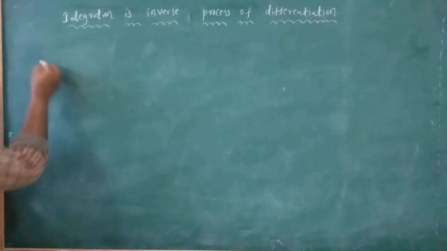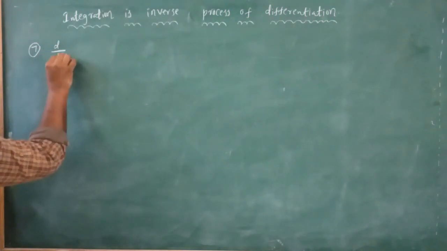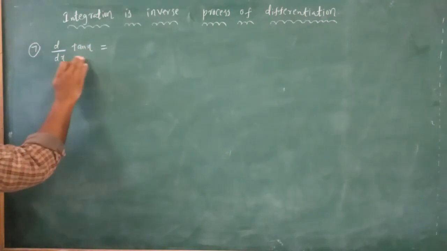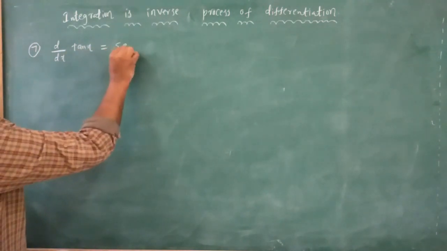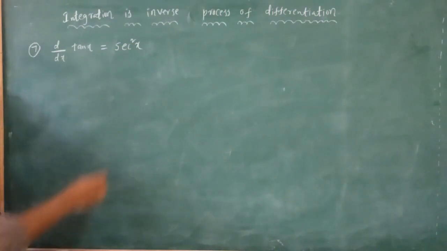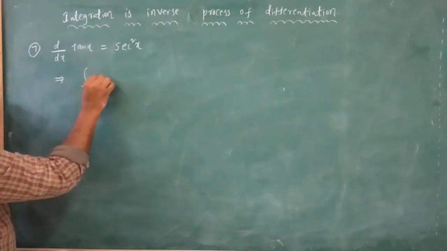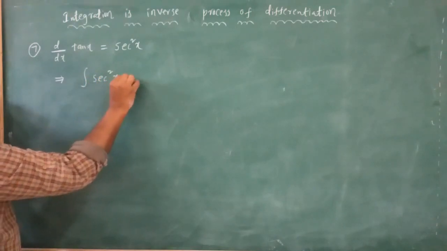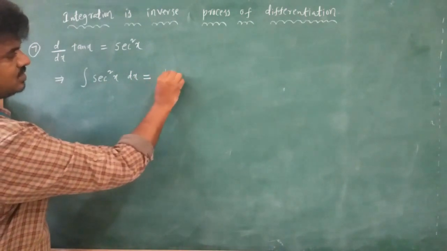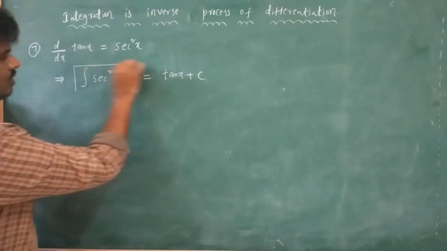Next, seventh one. What is the derivative of tan x with respect to x? The derivative of tan x with respect to x is secant square x. So the integral of secant square x dx is what? Tan x plus c. This is the seventh one.